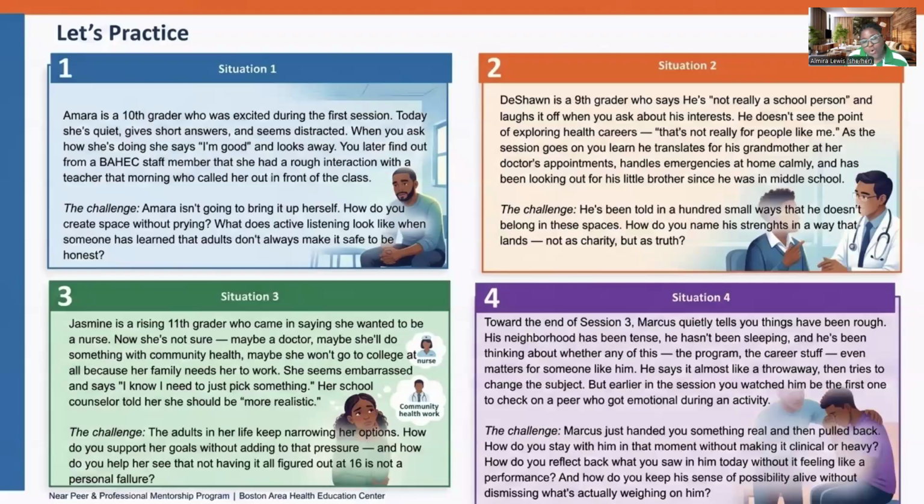How do you support her goals without adding to that pressure? And how do you help her see that not having it all figured out at 16 is not a personal failure? Again, pause, reflect on how you would go about that.